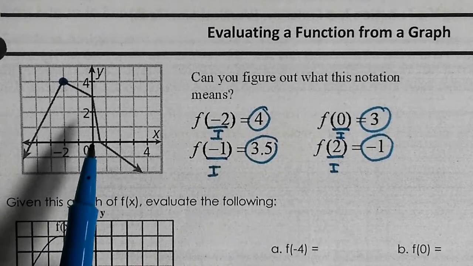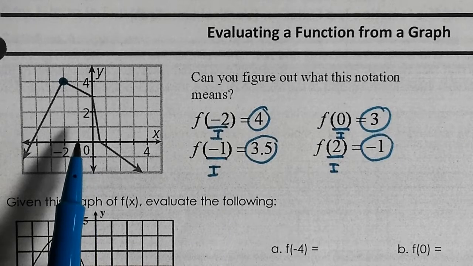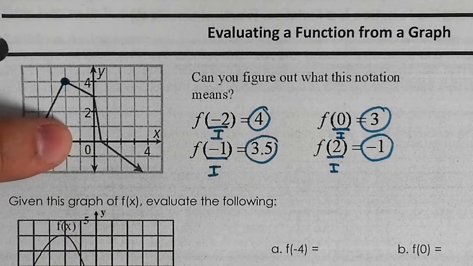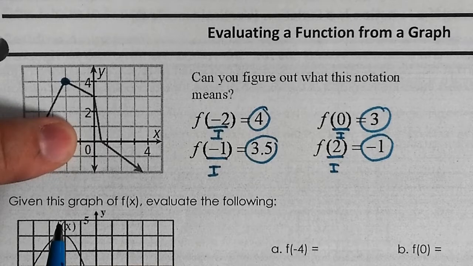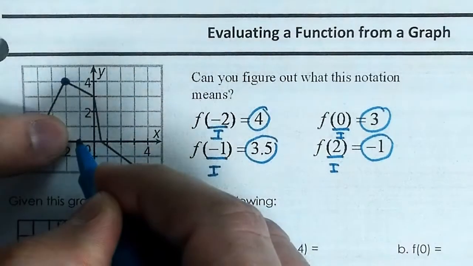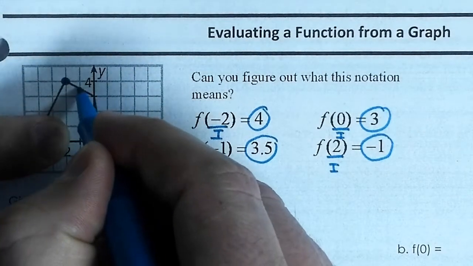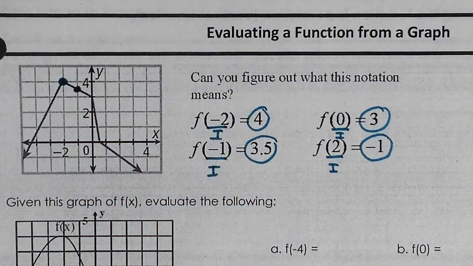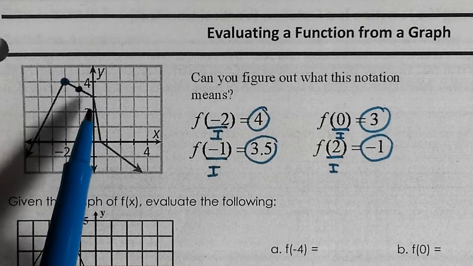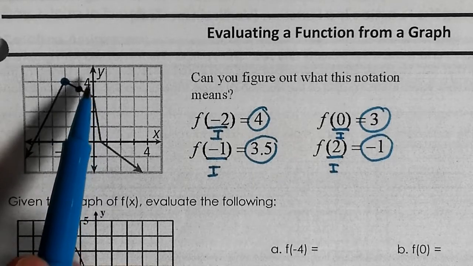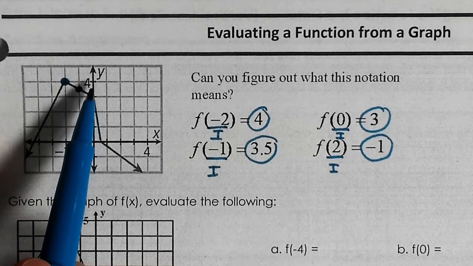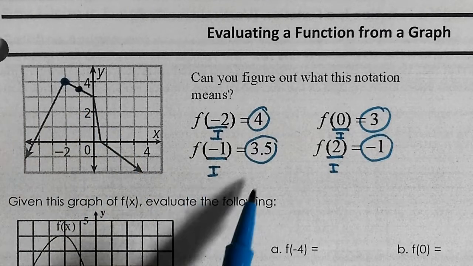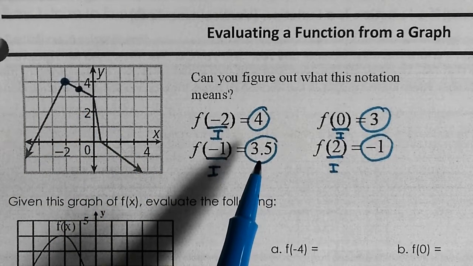Let's look at the next one. -1. So that means I start at 0, I go to -1. Where's my graph at -1? Is it up or down? It's up. It's up all the way to right here, right? What point is that? Well, if that's 2, that must be 3, that must be 4. It's in between 3 and 4, so that's 3.5. Do you see why that is?